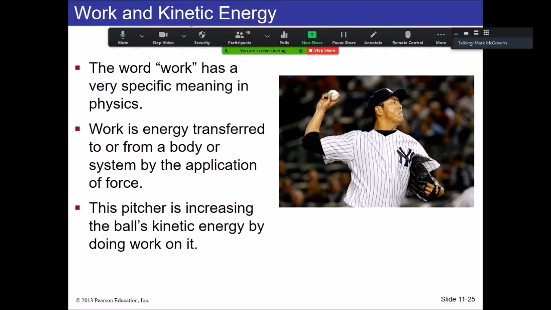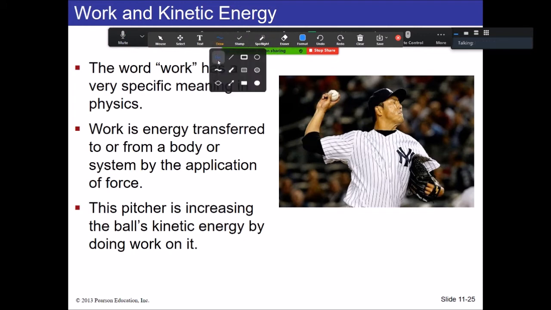So in this example of Mariano Rivera with his nasty cutters, as he's throwing that ball, he applies a force to the ball. That force accelerates the ball, and that's what in physics we call work. By applying a force to the ball, you increase its speed, and therefore the kinetic energy increases. If I had to describe an energy transformation here, it would be real simple. It's just work to kinetic.